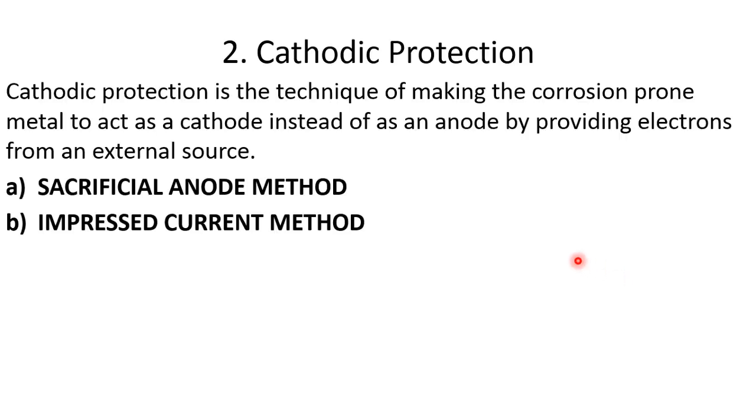Now let us move to the second type of protection, the cathodic protection. Till now we completed protective coating. In protective coating we studied inorganic coating and metal coating. In inorganic coating we took the example of anodization of aluminium, and under metal coating we studied the galvanization of iron. That's all regarding protective coating. Now we are studying the second type of protection, that is cathodic protection.